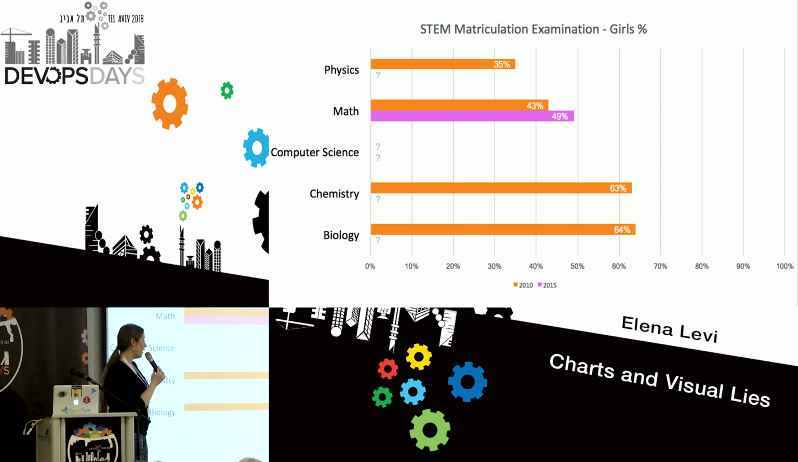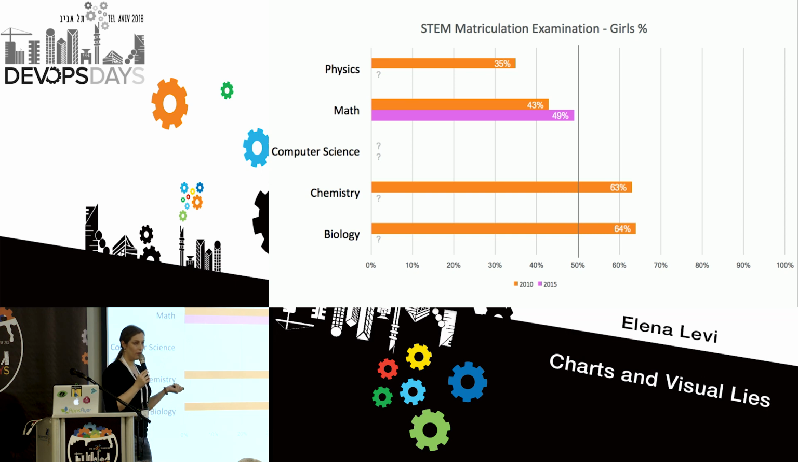This is my point. If we look at chemistry and biology, 63% and 64% of the people who study for 5 units Bagrut are actually girls. So if our goal is gender equality, an increase in chemistry or biology, it's not the right direction. It's not bad, anybody can study whatever he wants, but if the goal of the article is to say that we want to get to 50%, then an increase is not what they're trying to explain.